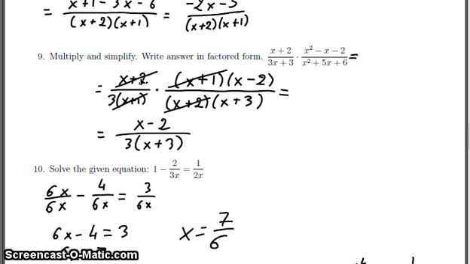And then you can simplify x + 2 in the numerator and x + 2 in the denominator, x + 1 in the denominator and x + 1 in the numerator, and what's left is (x - 2) over 3 times (x + 3) here.